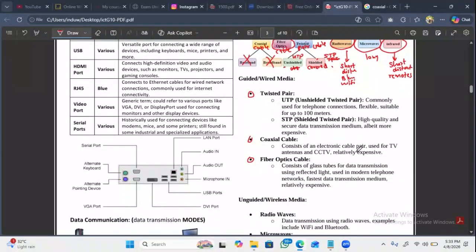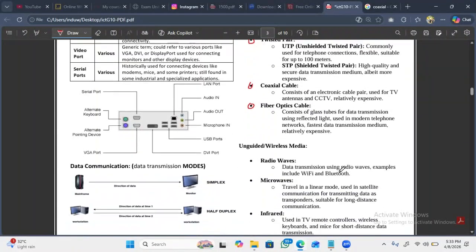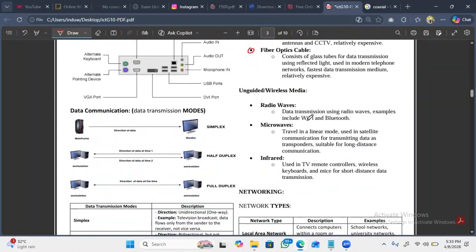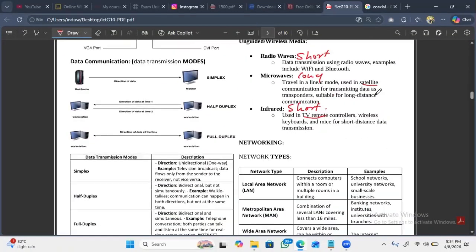So see, coaxial cable, we have TV antennas, CCTVs. For optical fiber, we have modern internet transmissions, like that. In radio waves, see, Wi-Fi, Bluetooth. Microwaves, we have satellite communication. Infrared, we usually use in remotes. So you should mark here, you should write here, this is short distance, this is long distance, this is again short distance, right? Those are the things you should know.